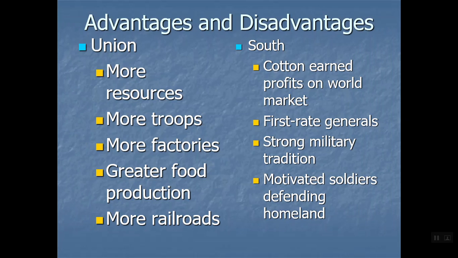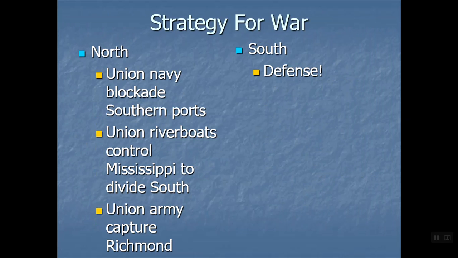The South, cotton was earning a lot of money on the world market, so they were hoping to continue to make money, and they have great military leadership under people like Robert E. Lee and Thomas Stonewall Jackson. Because of that strong military tradition and that early victory with being able to conquer Fort Sumter, the morale is high. They are feeling confident that they're going to win. And so they have motivated soldiers, of course, defending their homeland, because the majority of the war will be fought in the Confederate or Southern territory.